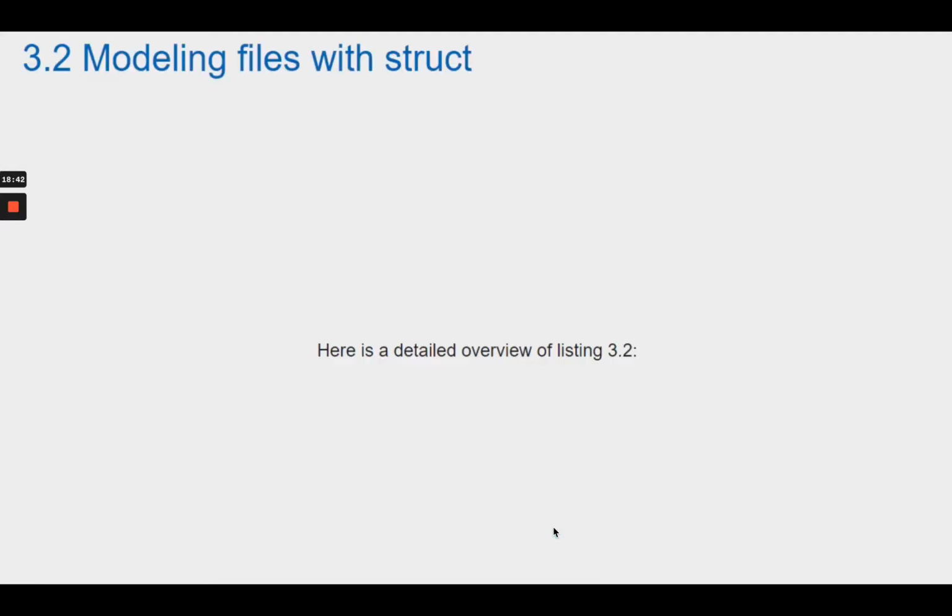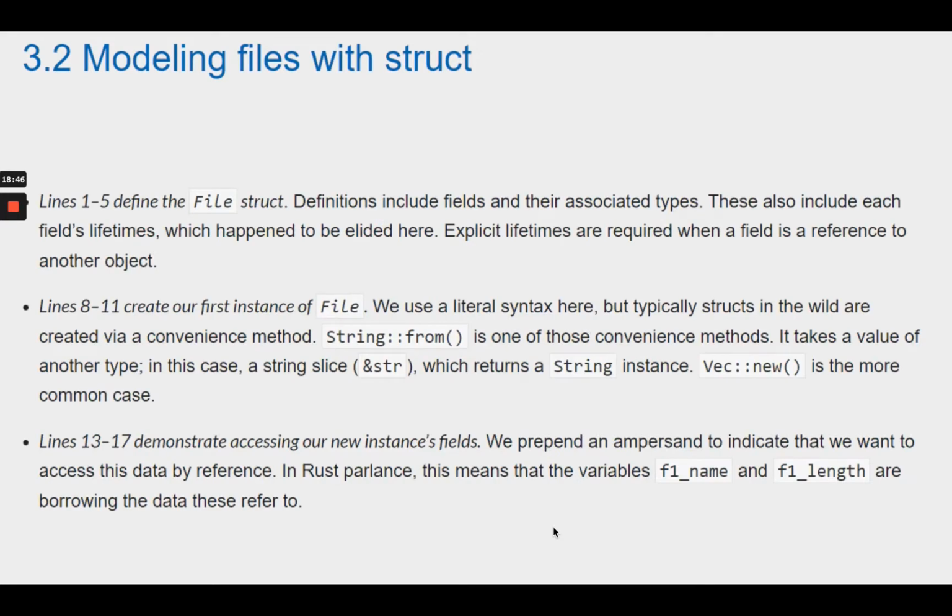Here is a detailed overview of listing 3.2. Lines 1 through 5 define the File struct. Definitions include fields and their associated types. These also include each field's lifetimes, which happen to be elided here. Explicit lifetimes are required when a field is a reference to another object. Lines 8 through 11 create our first instance of File.